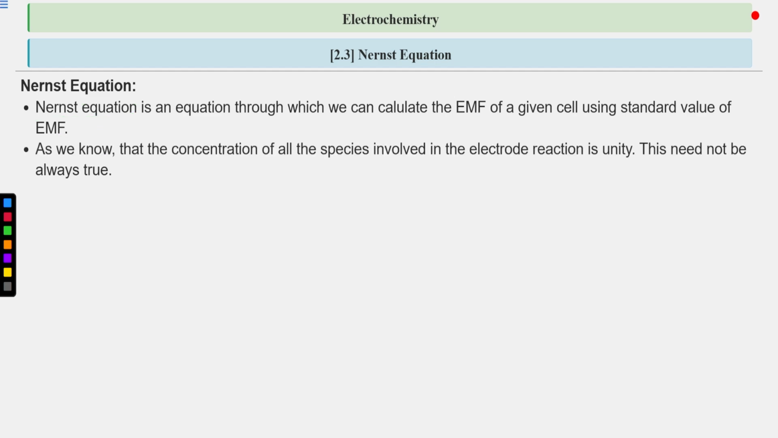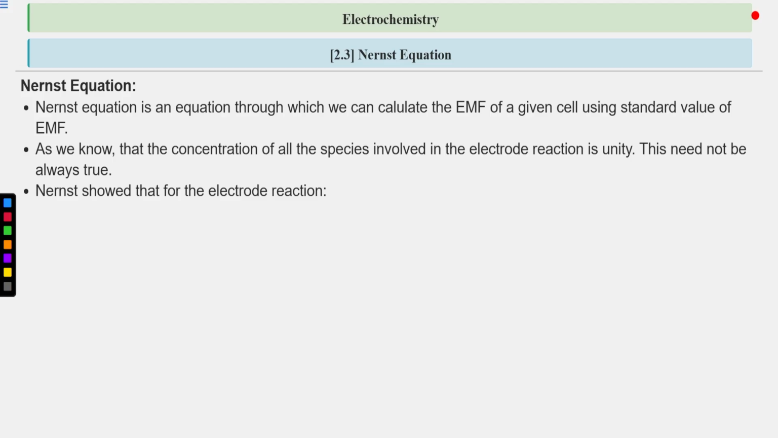Now, we know that the concentration of all the species involved in the electrode reaction is unity, right? This need not always be true. Until now, as we discussed about SHE, the standard hydrogen electrode, we have seen that the concentration of all species involved in the electrode reaction is unity. That means we have taken the concentration of the species as one. Now here we are saying that this need not always be true in all cases.